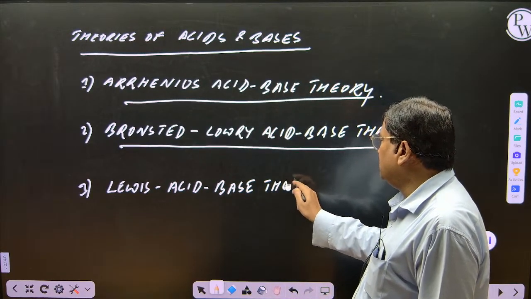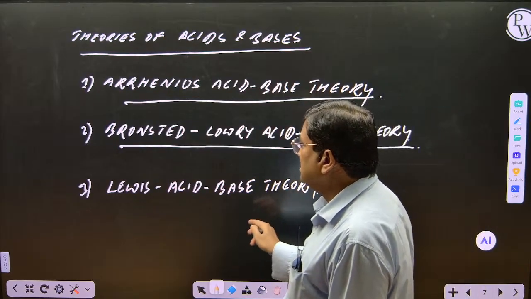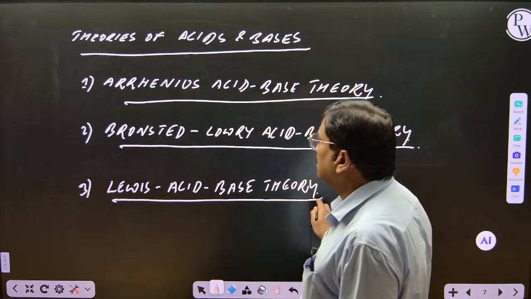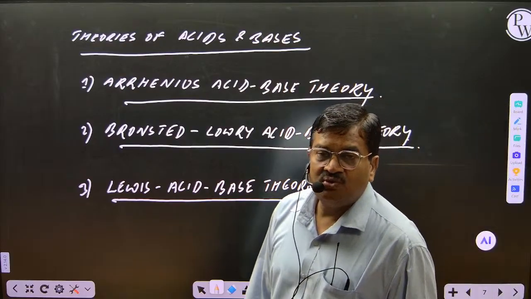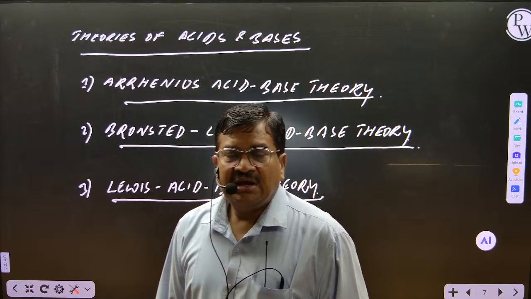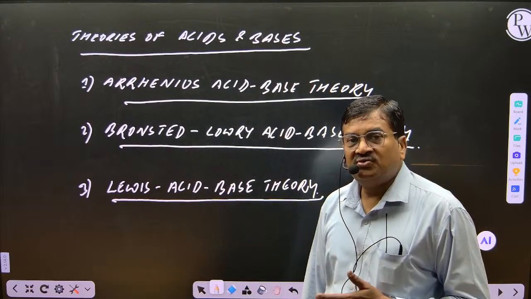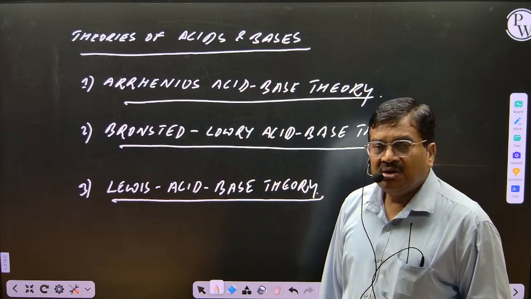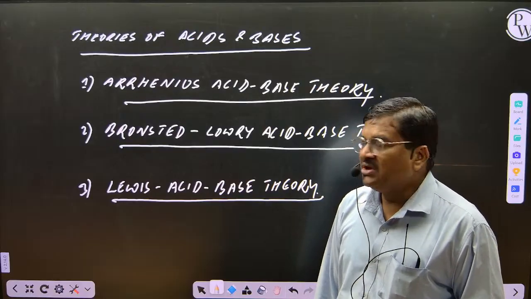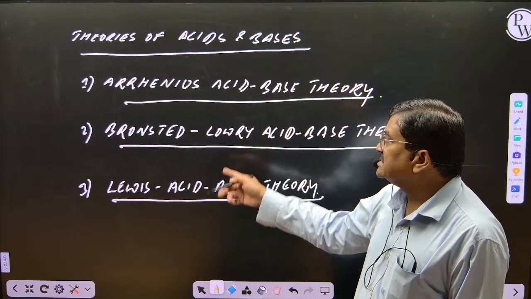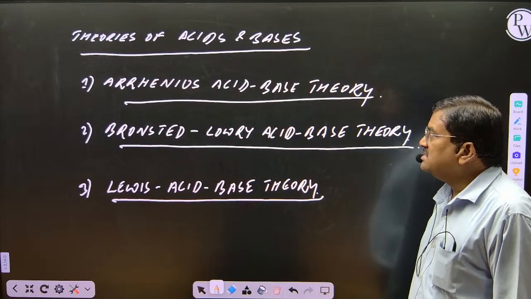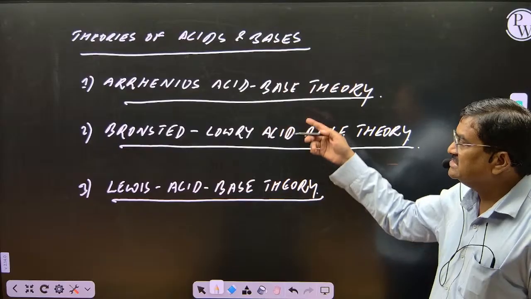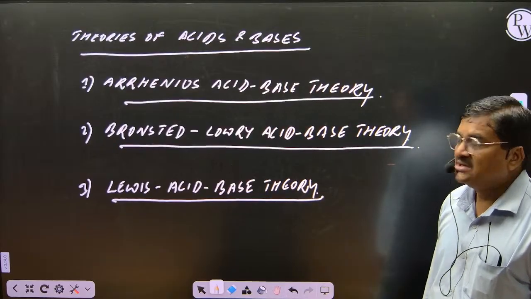So in total how many theories are there, students? These three theories we have to discuss. Whom do we call Arrhenius acid, whom do we call Arrhenius base, whom do we call Bronsted acid, Bronsted base, Lewis acid, Lewis base, that we discuss in the coming chapter. Now write the heading, copy all this, and we will discuss these theories one by one and what the drawbacks are.